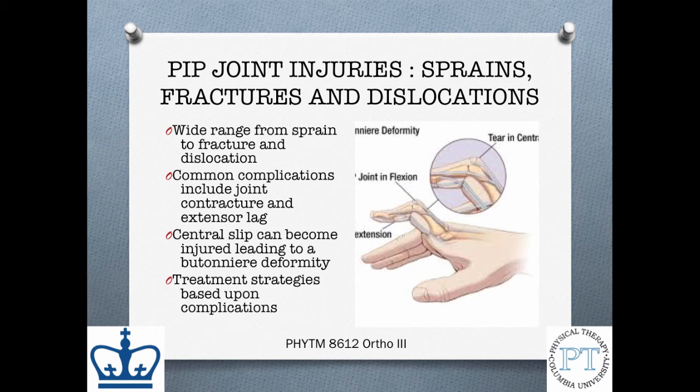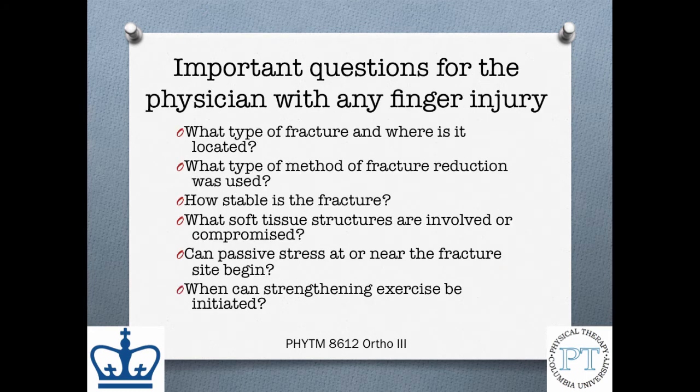PIP injuries: sprains, fractures, and dislocations. There's a wide range of injuries that can occur here, beginning with sprains, going on to fractures, and then dislocations. Some of the complications include joint contracture and extensor lag. The central slip can become injured, and when that central slip becomes injured, we could get a boutonniere deformity, having that flexion at the PIP and then extension at the DIP. So the treatment strategies are based on the complications that are seen.